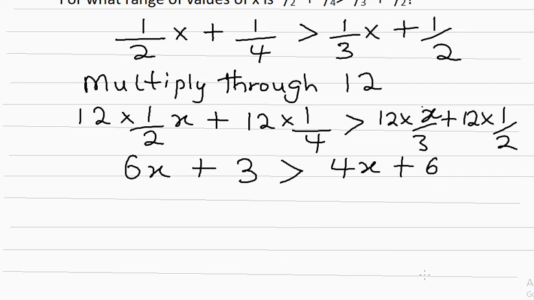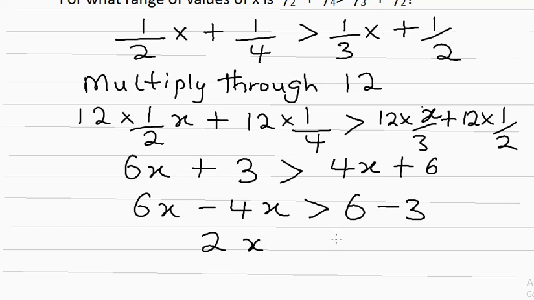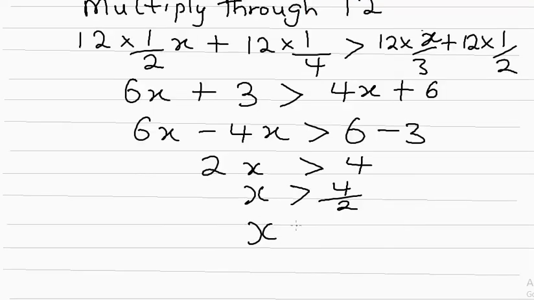CLT, collecting like terms. This is going to be 6x. I take this minus 4x, I take this to the other side. That's 6 minus 3, so this is going to be 2x. 6 minus 3 is... 4. So x is greater than 4 over 2, which of course means x is greater than 2.